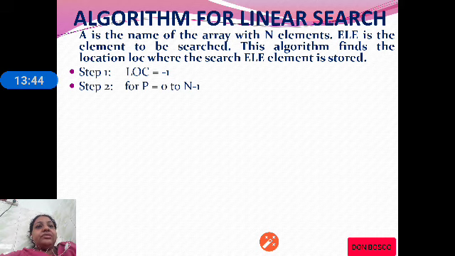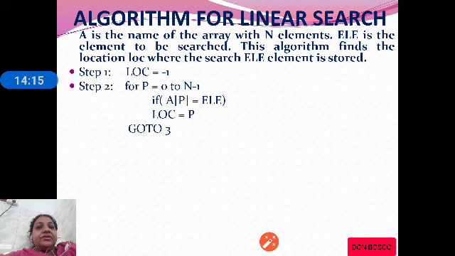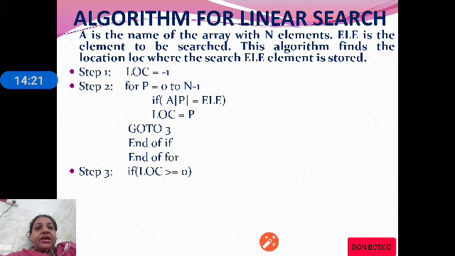Let us have a look at the algorithm to perform linear search. So, location is equal to -1. We begin from 0 to n minus 1. If A of P is equal to ELE, so we begin with the first element. ELE is the searching element. So, we are comparing the first element with the searching element. If both match, then we note the location and go to the end, that is, go to step 3. Otherwise, the next element is compared.